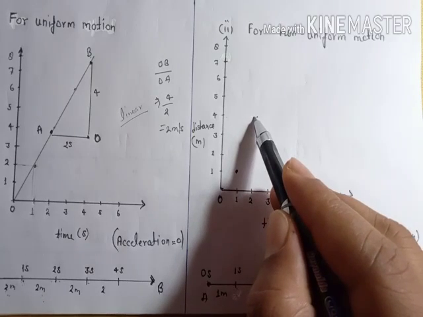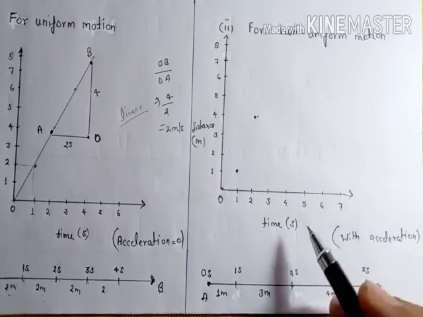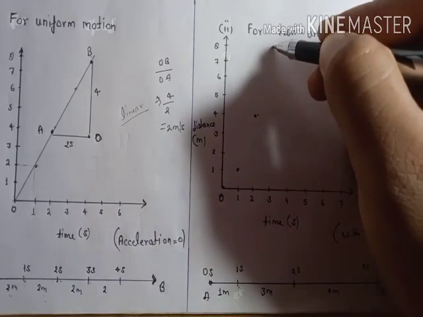So this point where they both meet is this, and after 3 seconds the total distance becomes 8. You can check 1, 3, 4, 4, 8. So after 3 seconds it becomes 8.